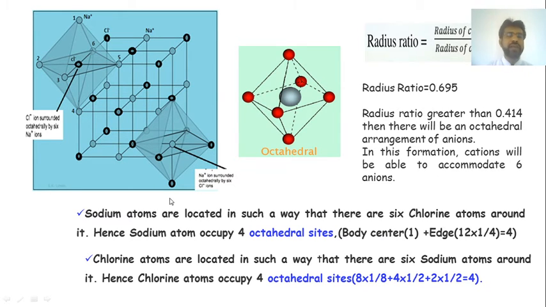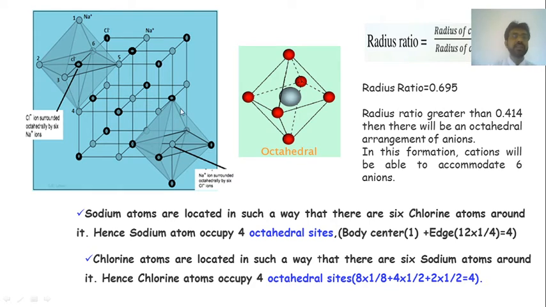So therefore now we can see here, suppose this sodium atom is located in such a way that there are 6 chlorine atoms around it. If we consider this is the sodium atom, then 1, 2, 3, 4, 5 and 6 atoms are located or surrounded around this sodium atom. Therefore we can say that the sodium atoms occupy the octahedral site.